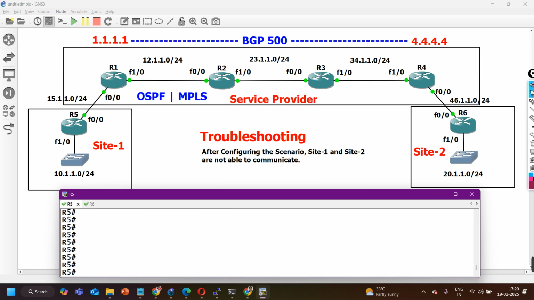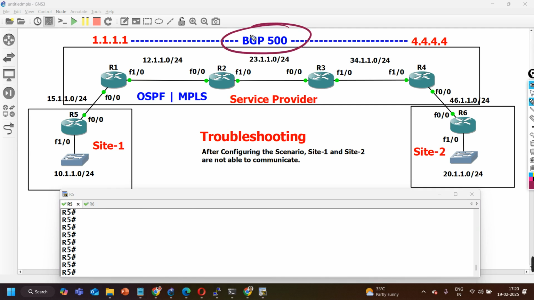So we have verified the customer routers. On the customer routers, the configuration is correct, even the route is there. That means there is some issue in the service provider network. Even in the service provider network, guys, this BGP pairing is fine, right? That's why we are able to exchange the prefixes.